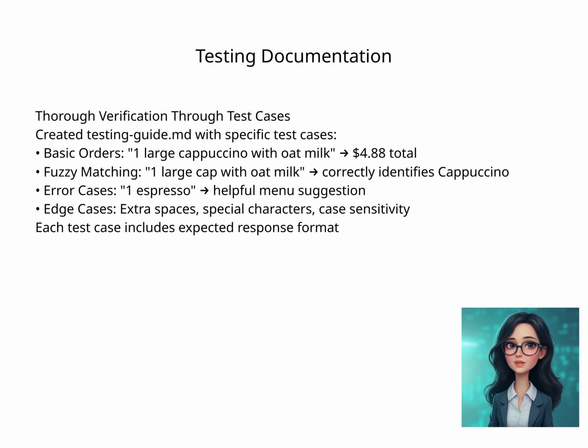Crucial part of our approach was creating comprehensive testing documentation. We built testing_guide.md with specific test cases and expected results. Basic orders, like 1 large cappuccino with oat milk, should return exactly $4.88 total. Fuzzy matching tests like "one large cap with oat milk" should correctly identify "cap" as cappuccino. Error cases like "one espresso" should return helpful menu suggestions, not technical errors.